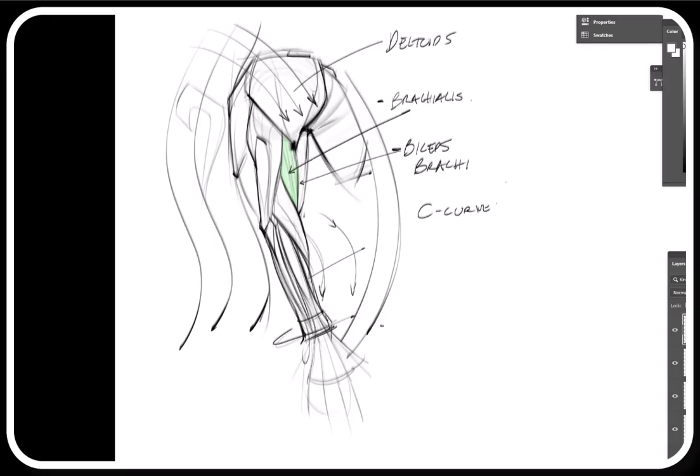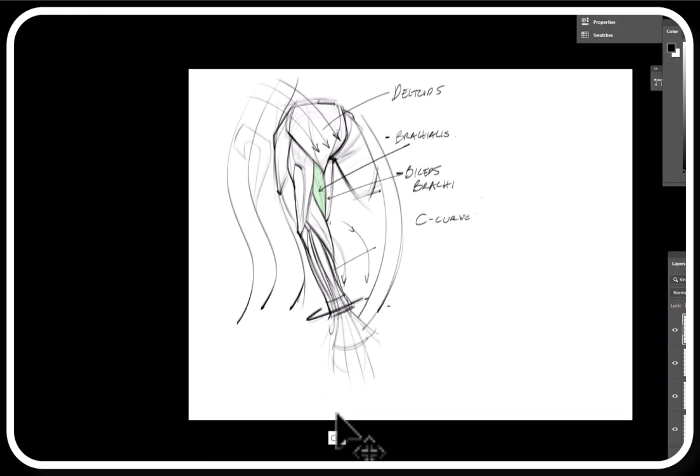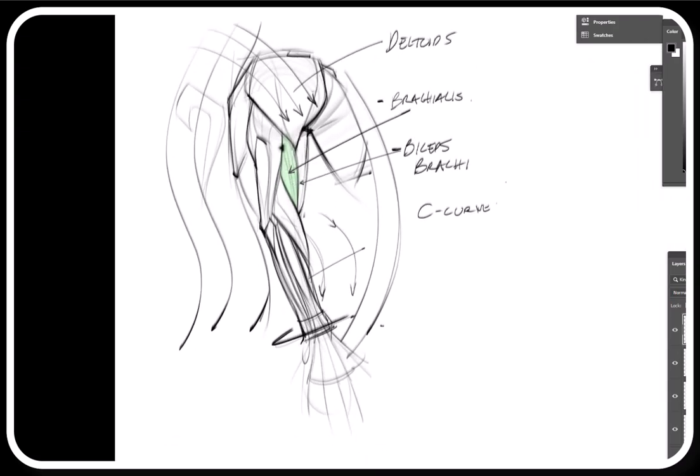So anyway, there you go. There's a quick morning study just on the arm muscles, focusing more on the brachialis and the lateral side of the arm, and a little bit on the torso.